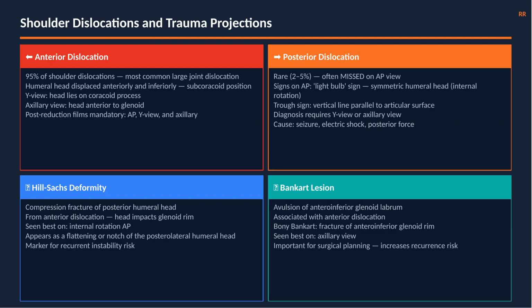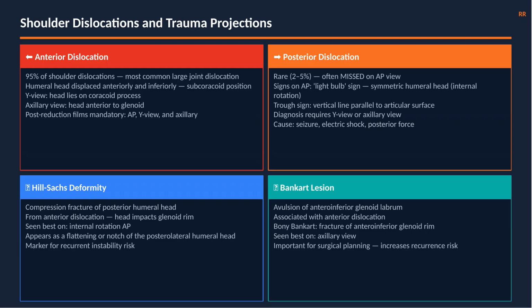Posterior dislocation. Rare, 2 to 5%. And it is the most commonly missed dislocation on AP view. 2 signs on AP. The light bulb sign: the humeral head appears round and symmetric because it is internally rotated. And the trough sign, a vertical line parallel to the articular surface of the humeral head. Diagnosis requires a Y view or axillary view. Never rely on AP alone. Classic causes: seizure and electric shock.